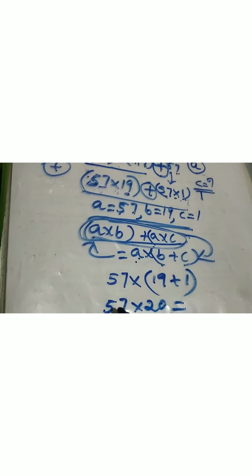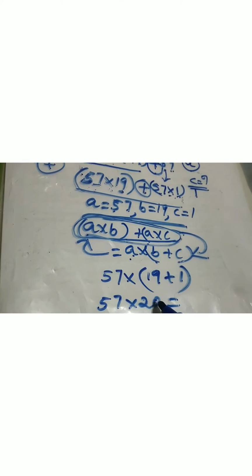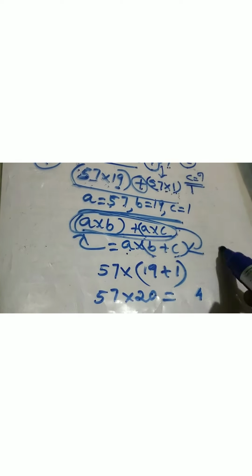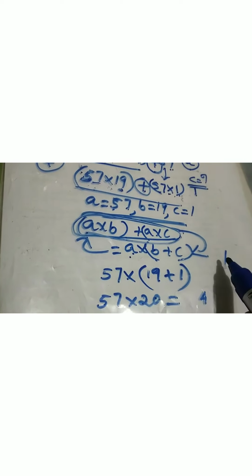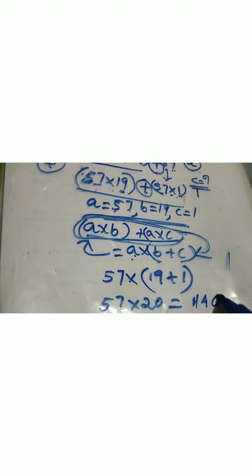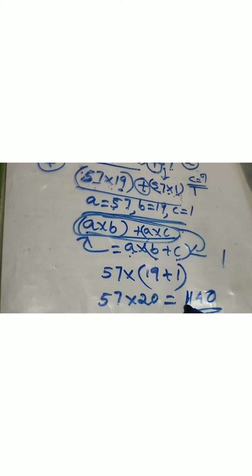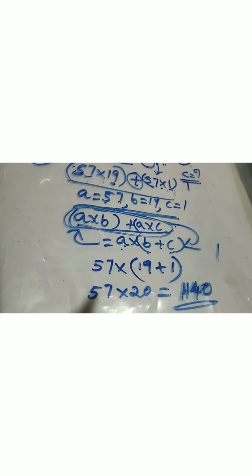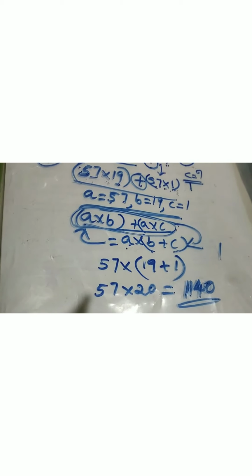What is the answer? 57 times 2. That is 7 2s are 14. 1 will be there. 5 2s are 10. 10 plus 1, 11. Then keep here 1 0. So, the answer will be 1140. Is it clear? This is very easy.